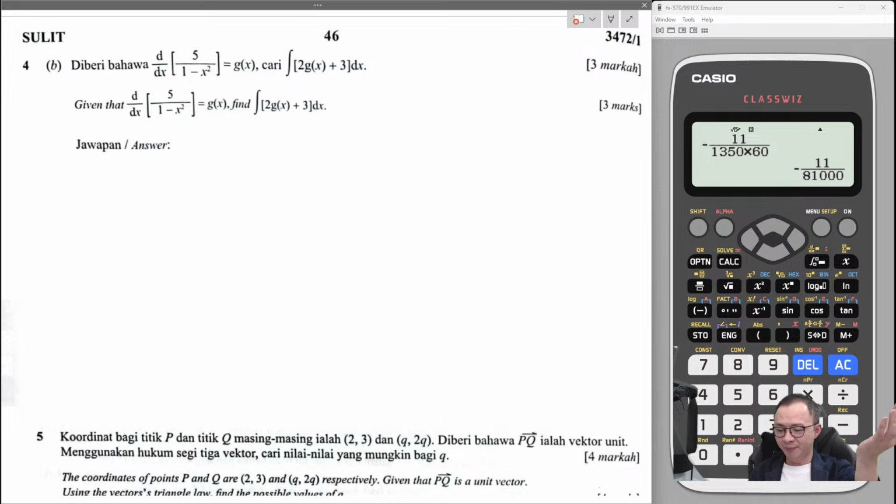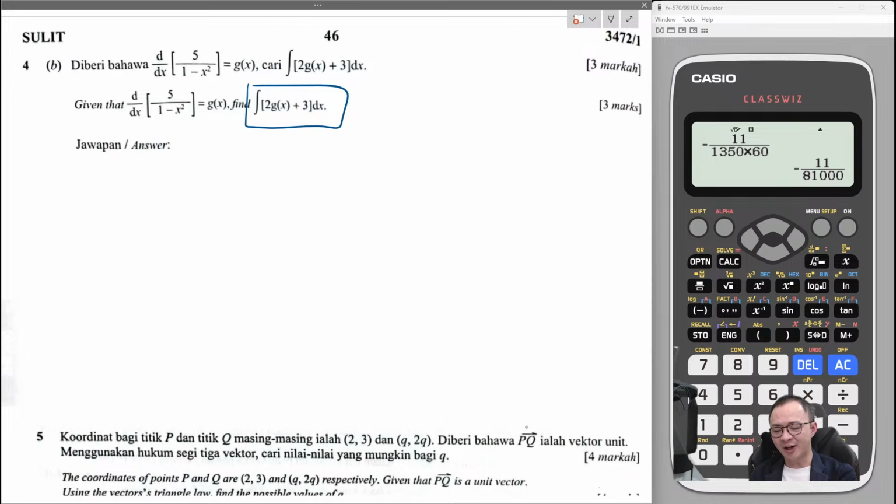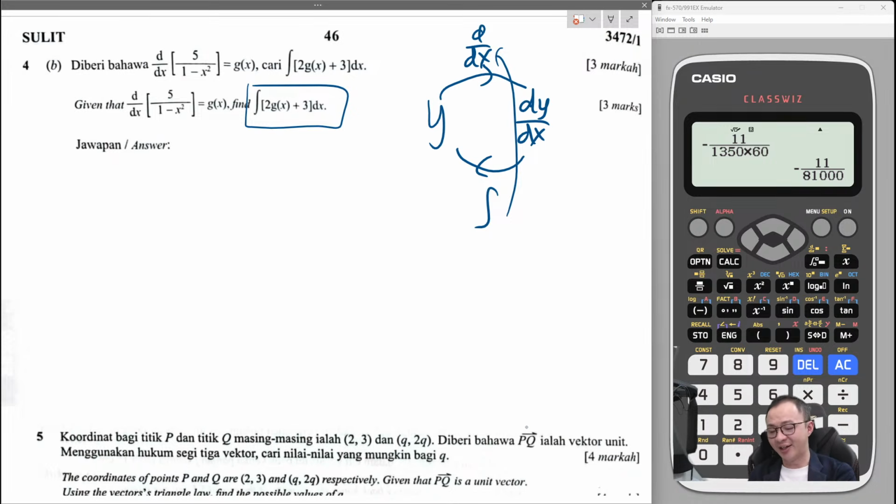So, okay, this one, they ask us to find this one, so I will start from here. But here you need to have one knowledge. What knowledge you need to have is, if you integrate dy dx, you can eliminate them. Why? Because if I differentiate y, I get dy dx. But if I integrate dy dx, I get y, right? So therefore, if integrate meets the d dx, I can actually simplify them.